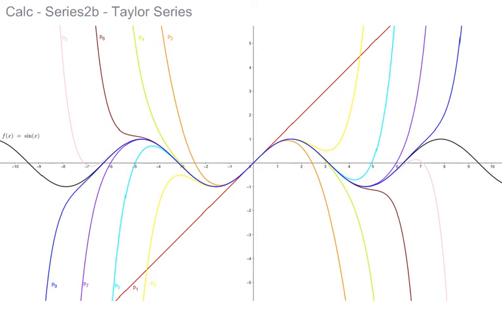And remember, the only information that we used to construct the coefficients of the polynomials was information about the sine function and its derivatives. So its first derivative, its second derivative, third derivative, all the way up, and those values at x equals 0.